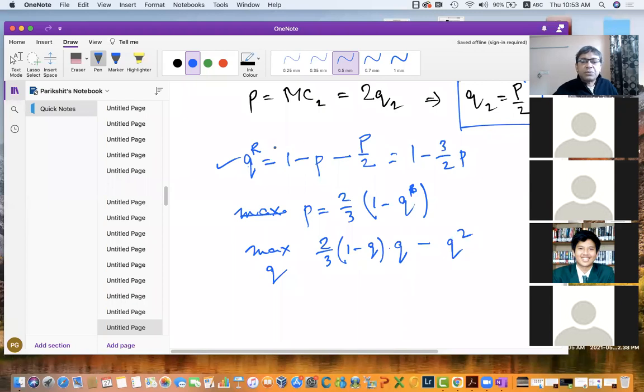Forget about the residual demand curve. Suppose this was a monopolist and this was the original market demand function, right? Then this is exactly how we'll solve the problem.